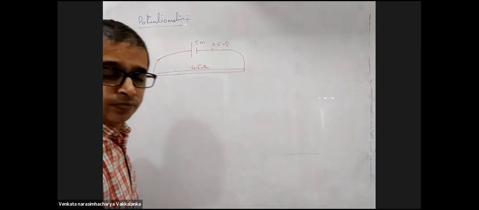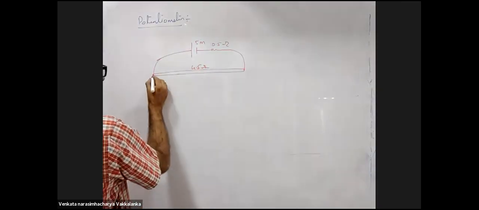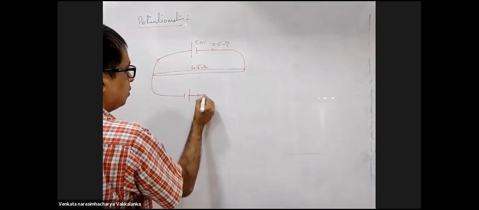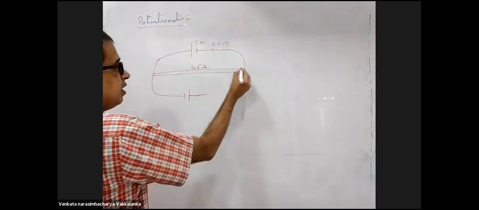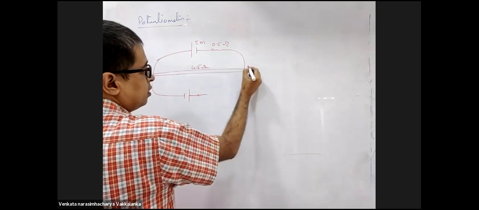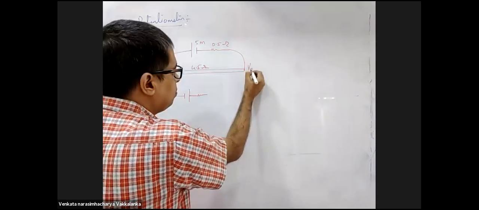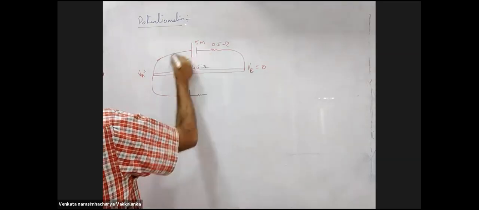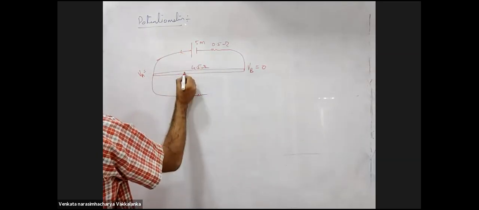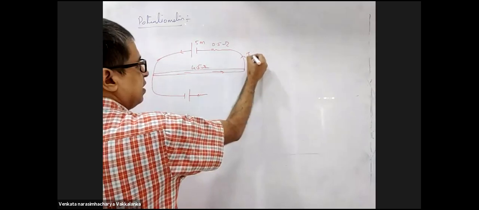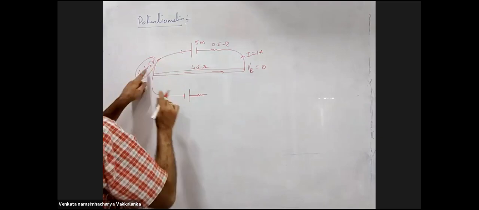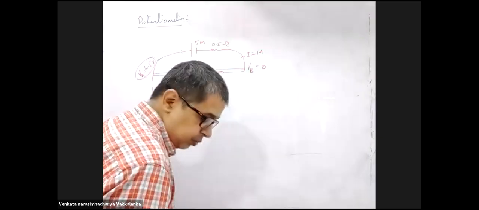Are you able to see the board? Now observe the polarity carefully. First of all, if I take the potential at B to be 0, what will be the potential at A? What is the current in this basically? Current I am getting 1 ampere. So this will be 4.5 volts. This will be higher, this will be lower. Yes or no?